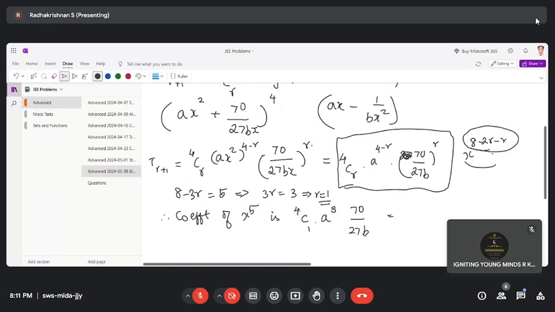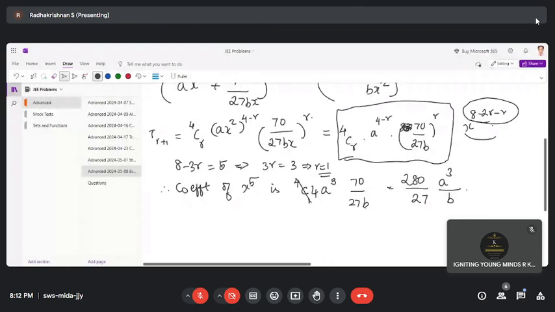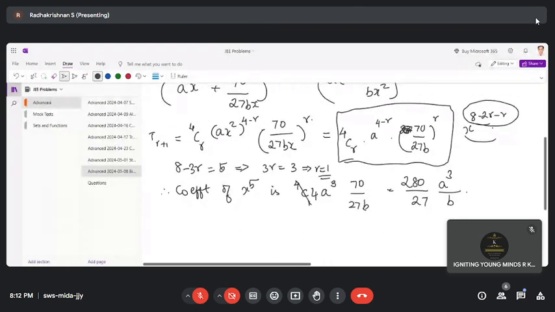Okay, so that means this is 4, right? Four into 70 by 27. Nothing simplifies here, so it is 280. Okay, so did you get this expression? 280 divided by 27 into a cube divided by b. This is your coefficient of x power 5 in the first expression. Same way you do the second one. This is the first expression.